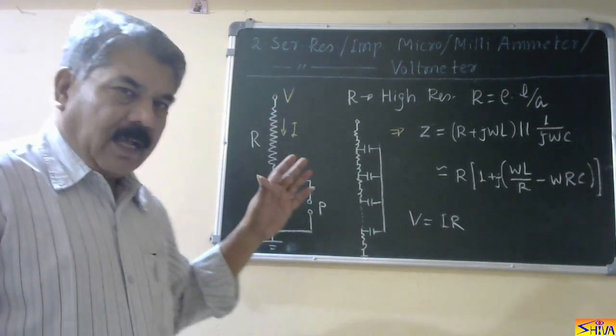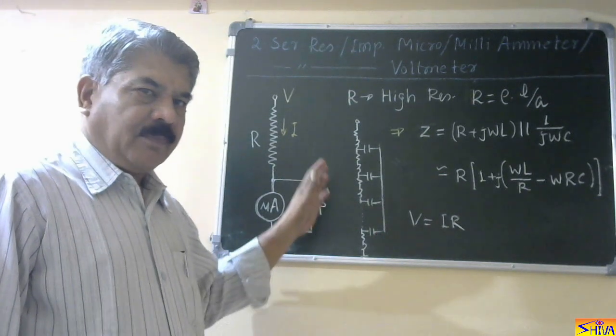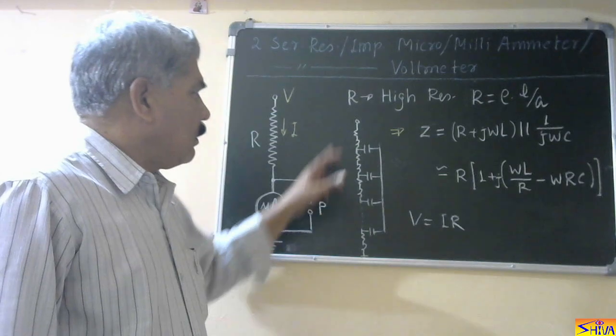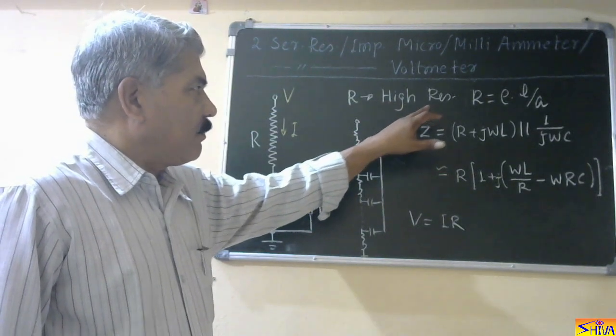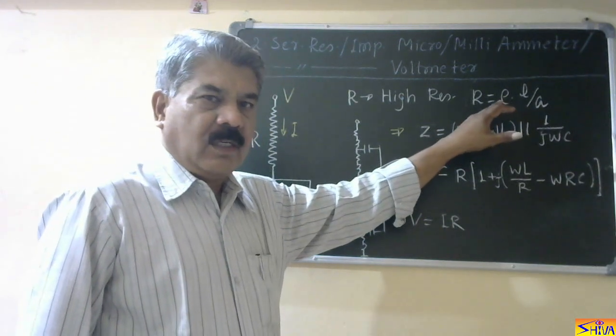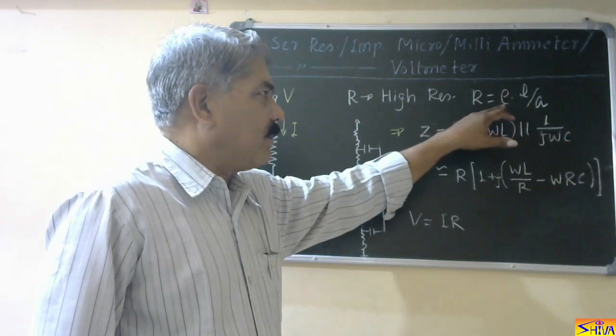But the actual problem which is appearing when we are using this method for measurement of high AC voltage is this. R is very high resistance. It is given by the expression rho L upon A. So we are using a conductor or resistance wire of very high resistivity material.